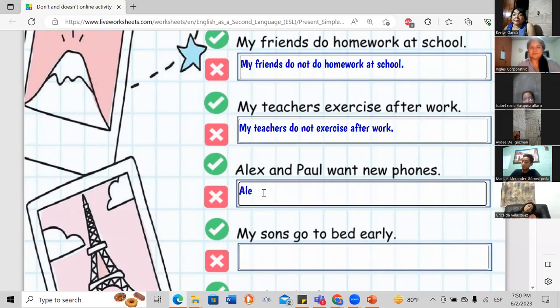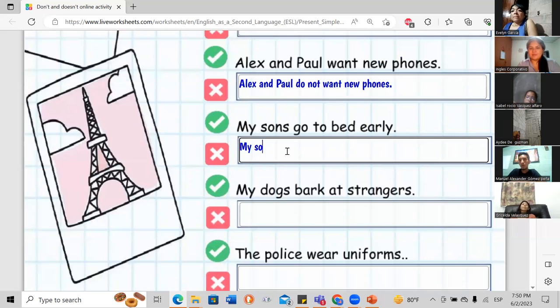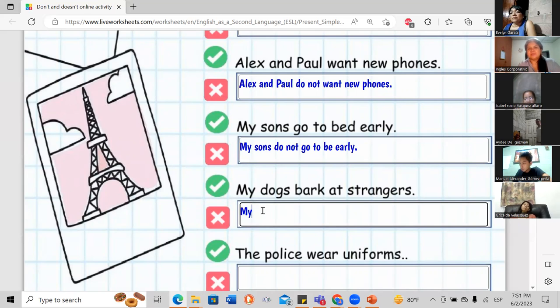What about Alex and Paul? Alex and Paul do not want new phones. Okay. My sons do not go to bed early. Okay. Teacher, y ese es plural, sons. Yes. Son sin la S es singular. Pero con la S es plural.